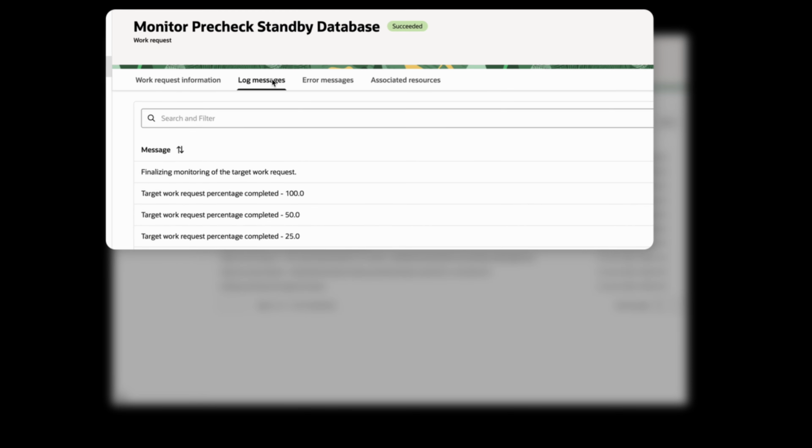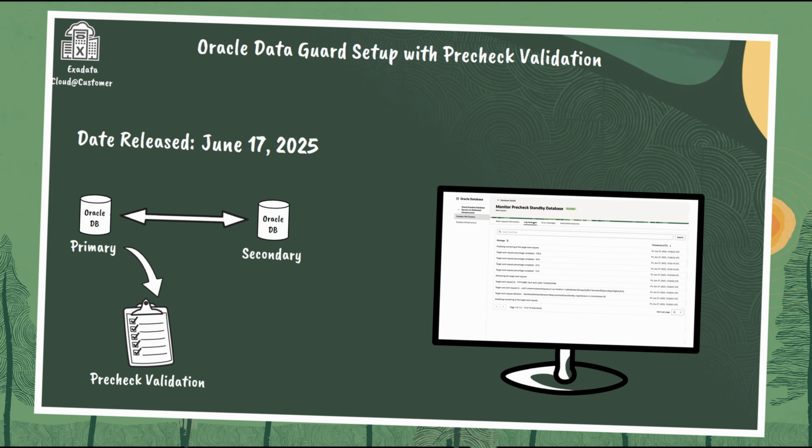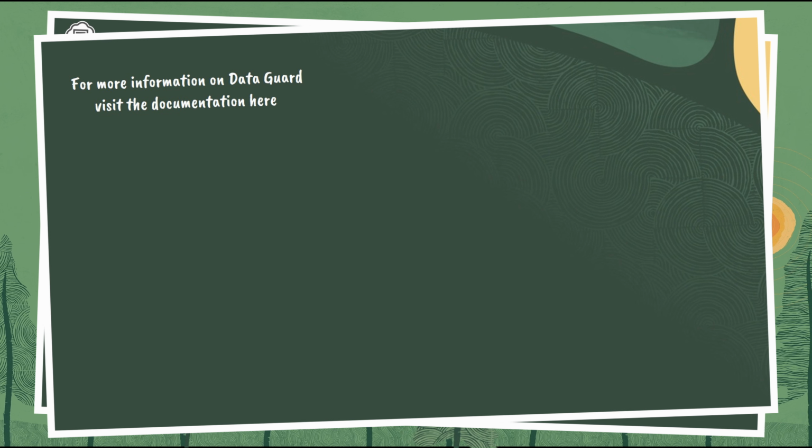the precheck has succeeded. If the precheck did fail, then simply go back and check and resolve the reported errors and then retry. For more information on Data Guard, visit the documentation here.